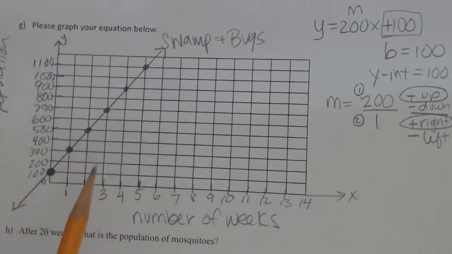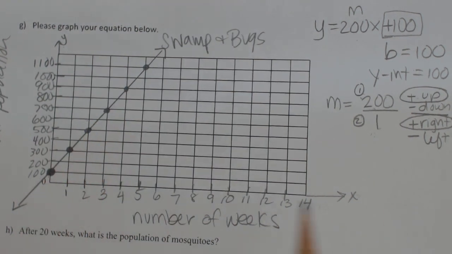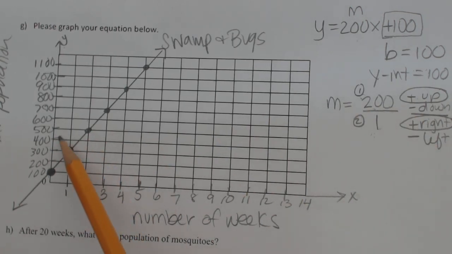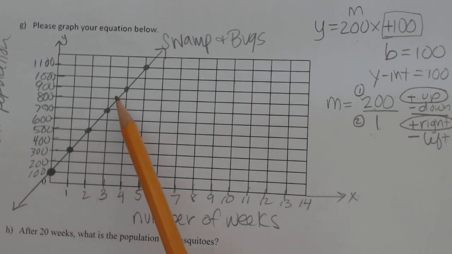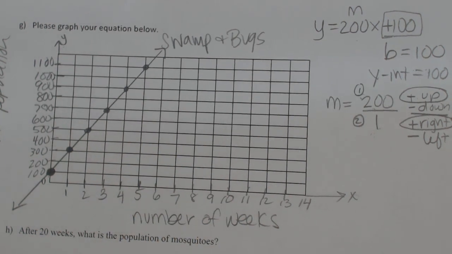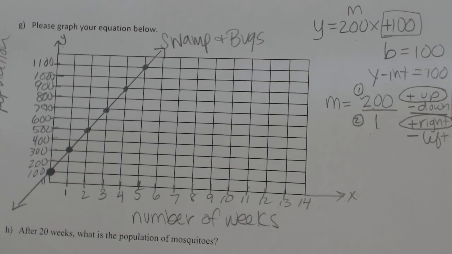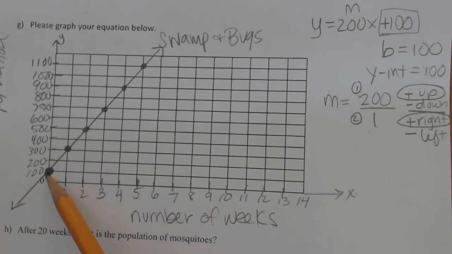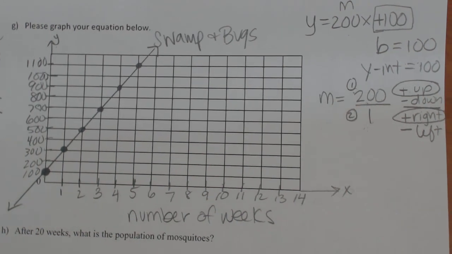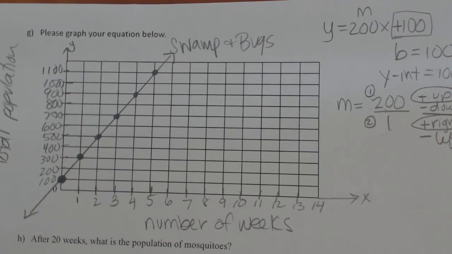It is increasing. It started at 100 because that was our start point. It increased, which means we went up 200, right 1, up 200, right 1, up 200, right 1. So we used our start point, which is our initial value, as a home base, and then we did these directions. That's what our slope told us. So this is the line.